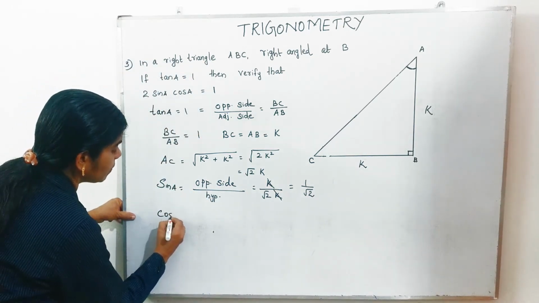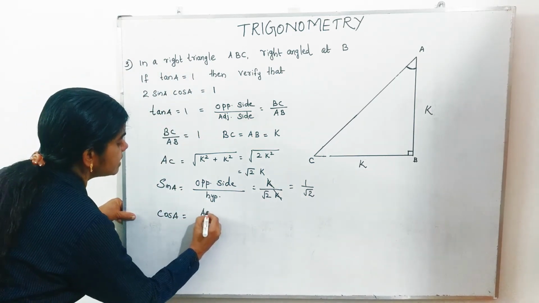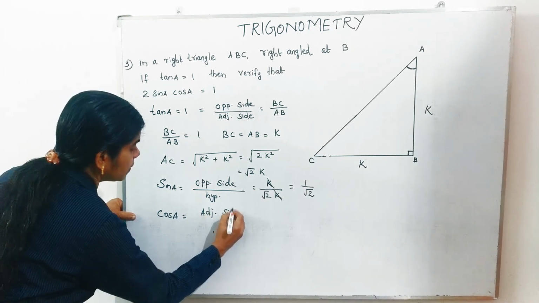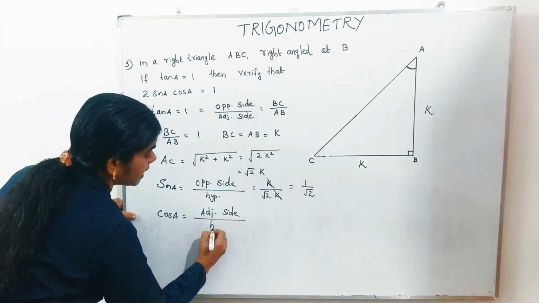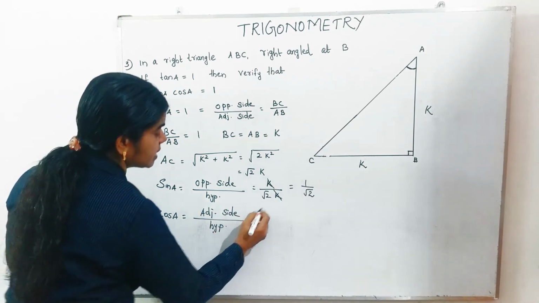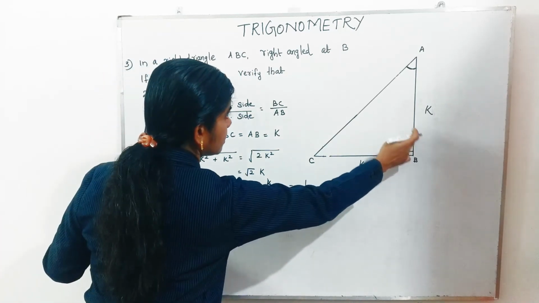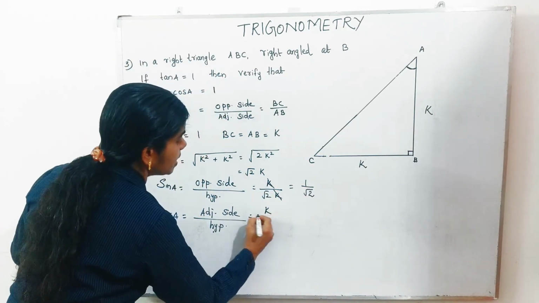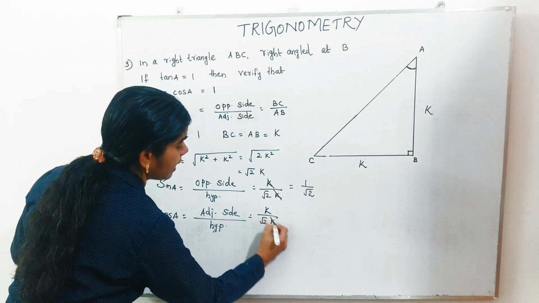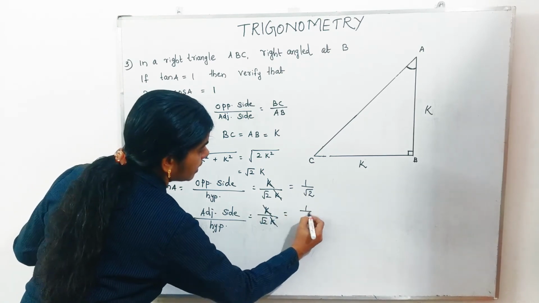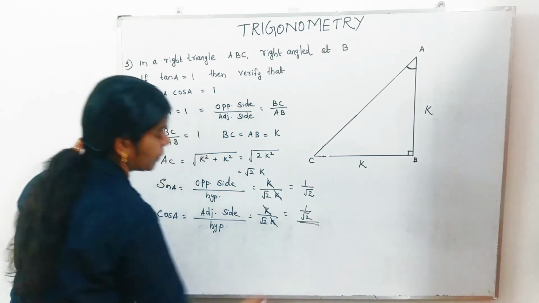Then cos A equal to adjacent side divided by hypotenuse. That is adjacent side K by hypotenuse root 2 K. Again you cut this K, and again you got 1 by root 2.